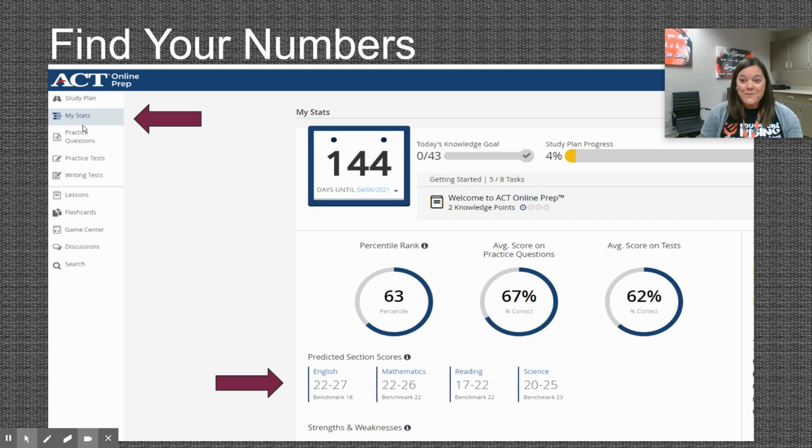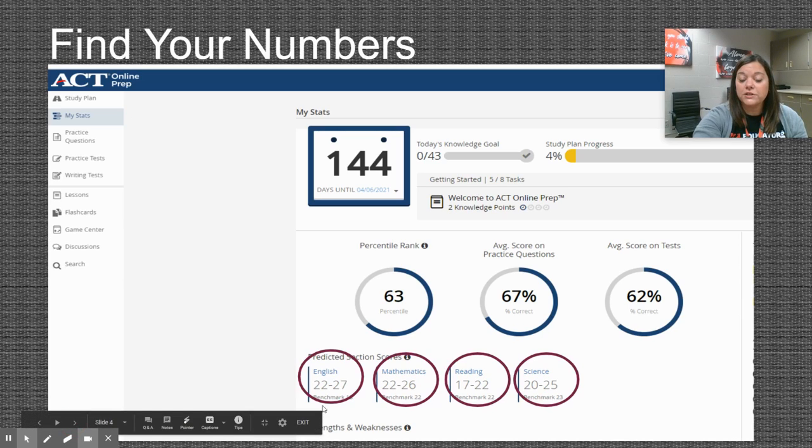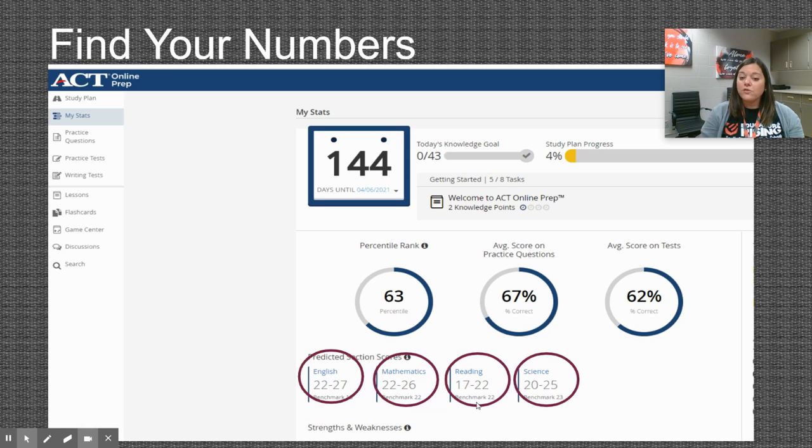All right, welcome back. So you should be at My Stats and you should have a page that looks pretty similar to what you're seeing on your screen. What you're going to notice is that in the middle of the screen, you're going to see a score range for each of the 4 content areas that are tested on the ACT, your English, math, reading, and science. And again, it's going to give you a range as opposed to just a single number score because you didn't take a full-length test. So it's just taking based off what you have done so far and giving an idea of where you would probably fall.